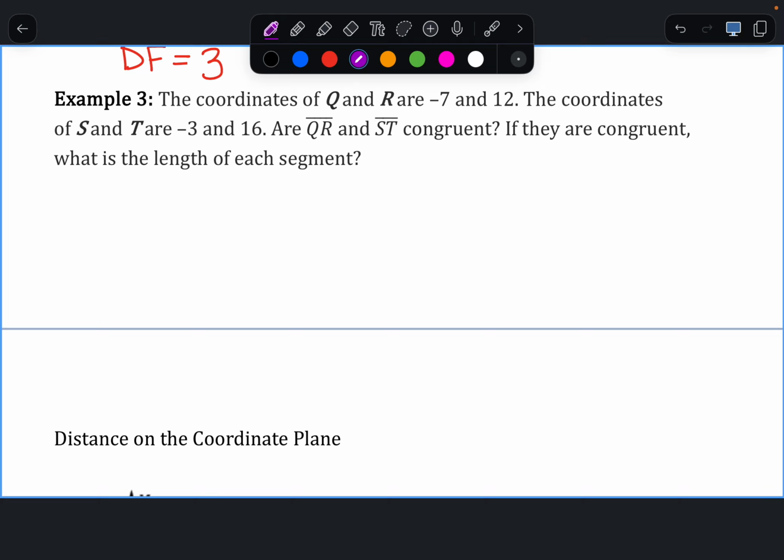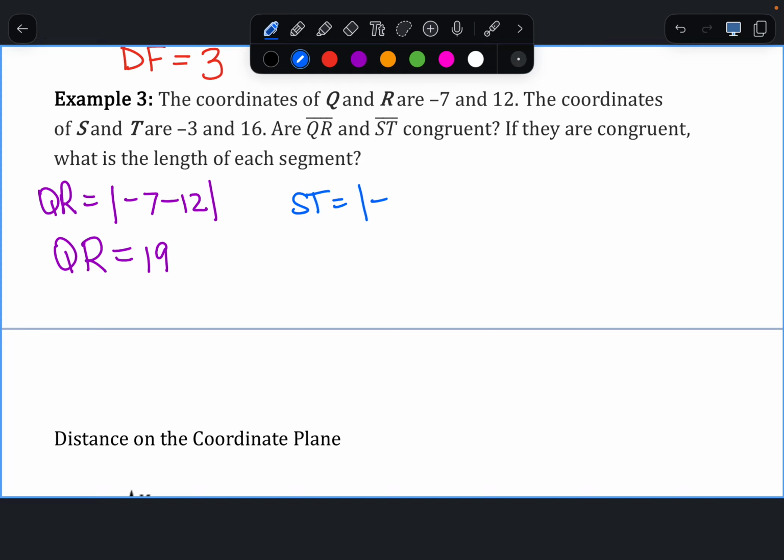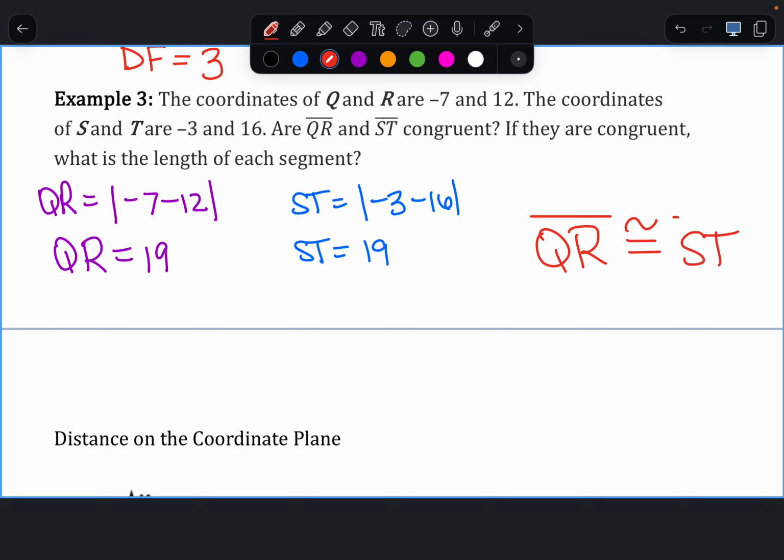Okay, so QR, if we talk about that distance, is what? It's 19. Okay. And if we talk about ST, okay. So we can write that QR, the segment, is congruent to ST, the segment.